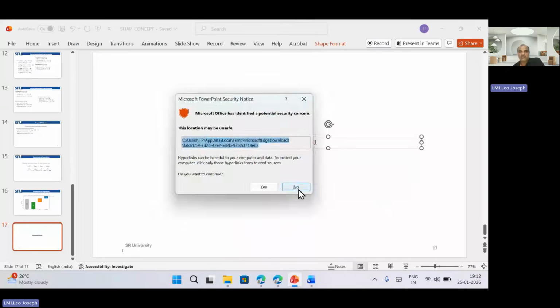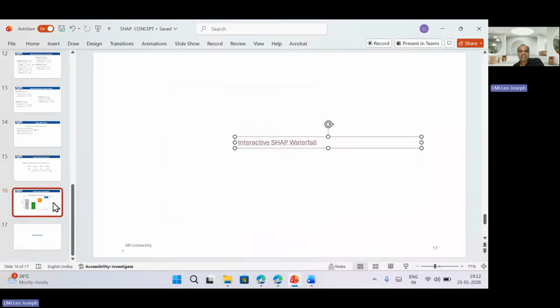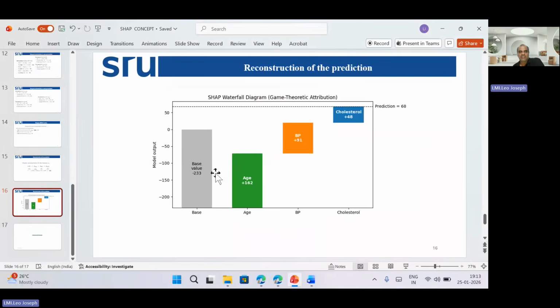I think you understand. If not, I planned to do this, but it is understandable. So my initial base value will be minus 233. That is clear, from 0 to minus 233. After that, if you add plus 162, the value boosts up and stays at minus 71. Then if you add minus 71 plus 91, you will get plus 20, that is the base level. Then plus 20 plus 48, this contribution factor, you will get 68.